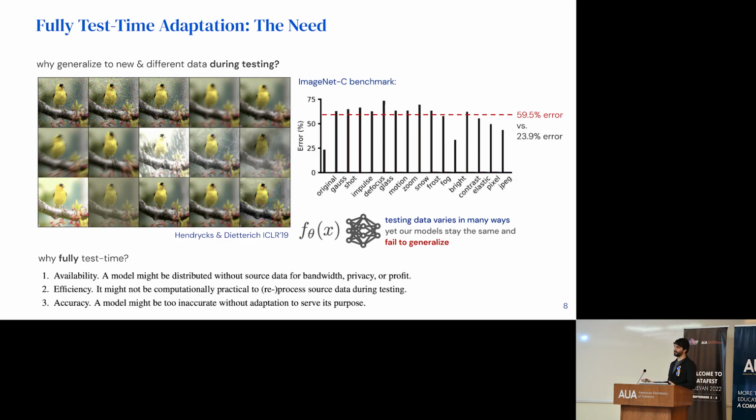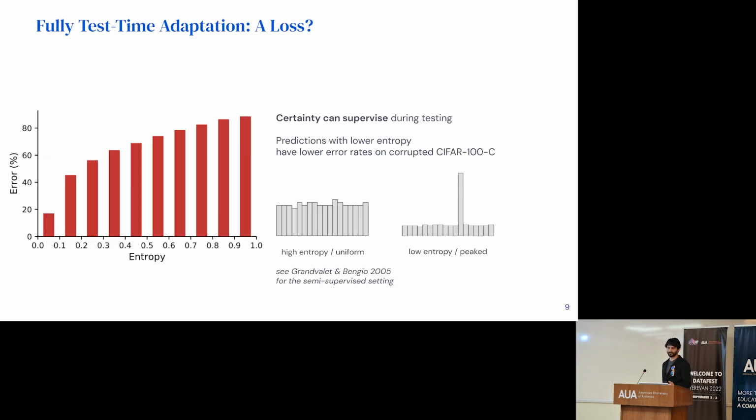There's also efficiency, right? If I want to update on a day with this orange weather, these strange Californian wildfires, I don't want to have to reprocess all of my data before I can make a prediction, right? You want your phone to work immediately, or you want your car to steer itself without saying, oh, please just wait an hour while I relearn everything from scratch, right? And finally, there's accuracy, as I've already highlighted here. Our model might just not work well enough without adapting. So these are all the reasons we need to adapt during testing.